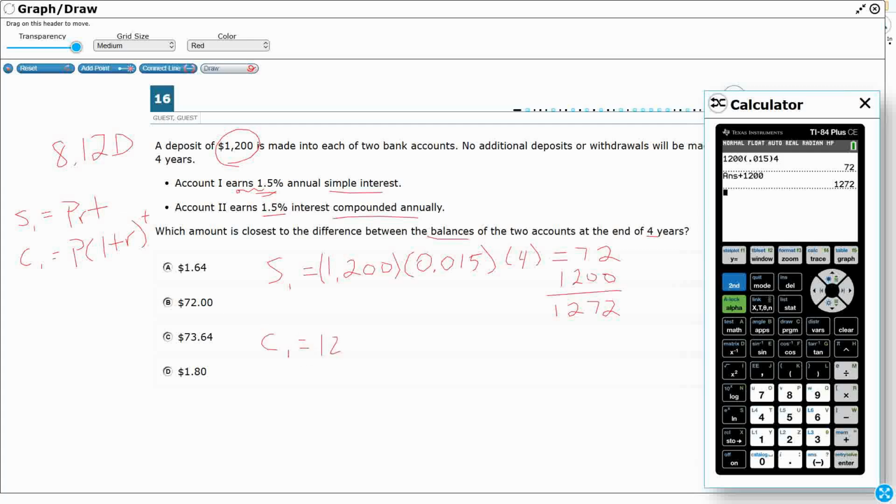Now let's find my compound interest. This could be my principal, 1,200, multiplied by, see that 1 plus? That 1 plus, that's what keeps my balance in there. That's why I don't have to calculate that balance again.